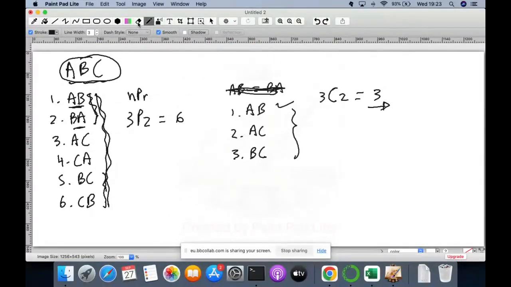Now, if we have to use this in, say, determining a probability, right? So let's say the question now is, let me just take this out.